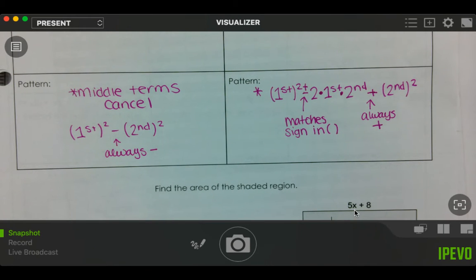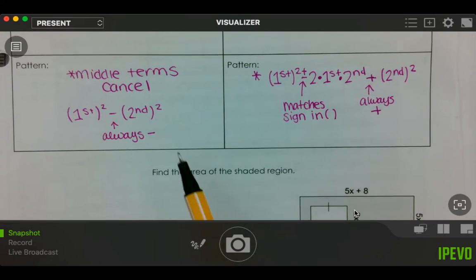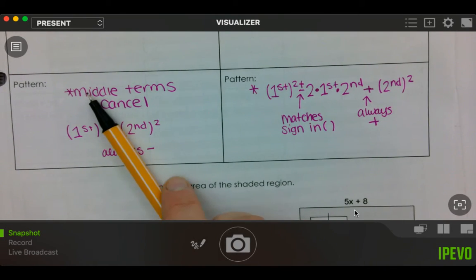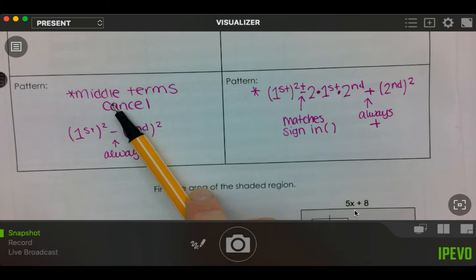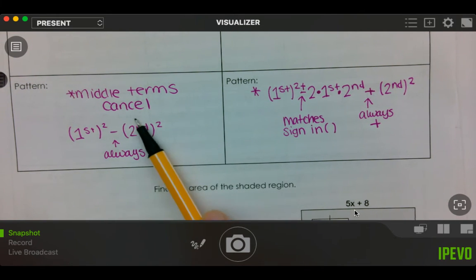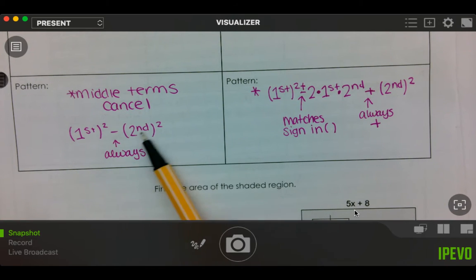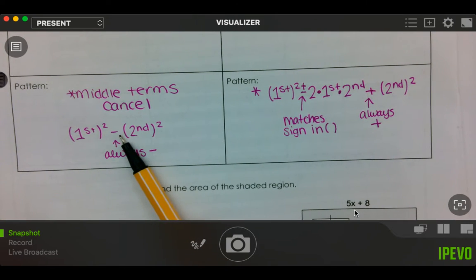Hey guys, sorry the notes got a little cut off, so I'm going to finish the bottom example. Just a reminder, here are the patterns. Over here we had conjugates and the middle terms canceled, and it was just the first thing squared minus the second thing squared. That's always going to be your answer. It's always going to be a minus.